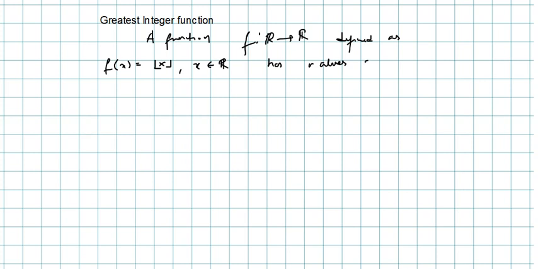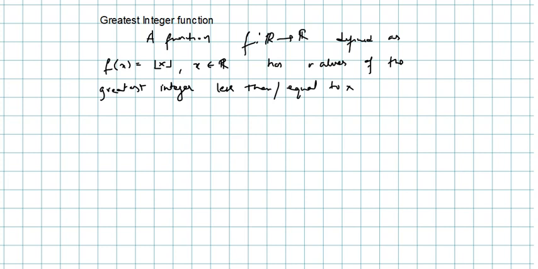of the greatest integer less than or equal to x. So what does this mean?